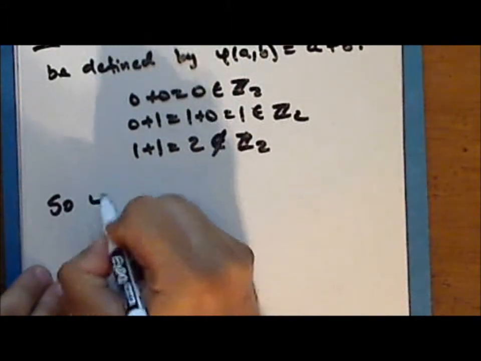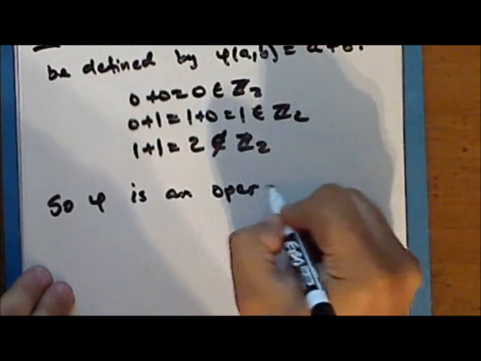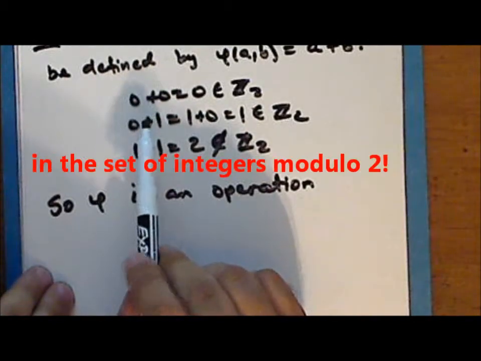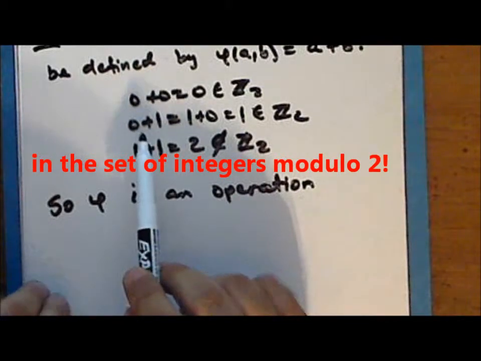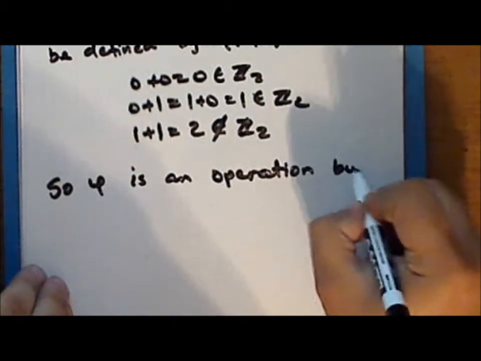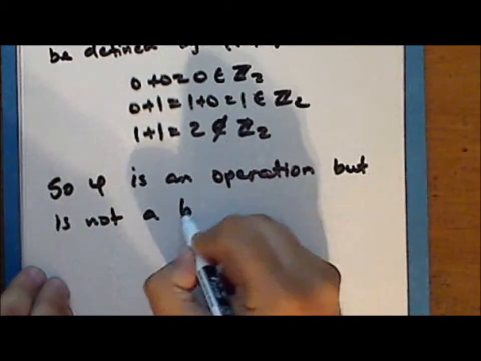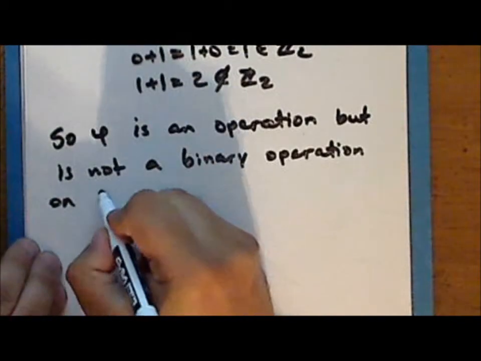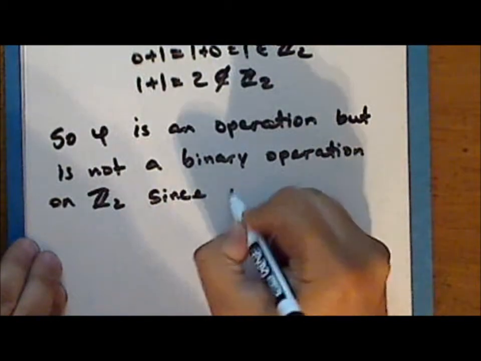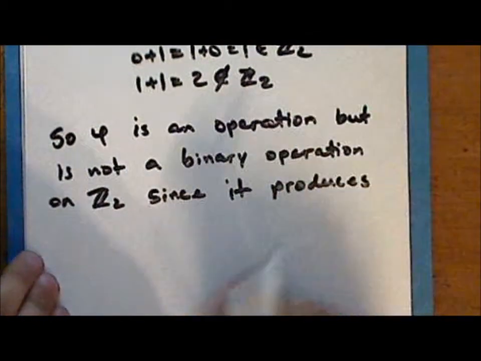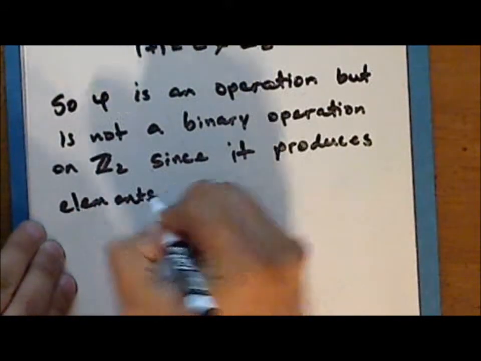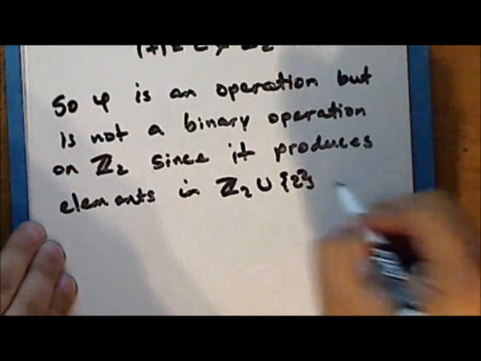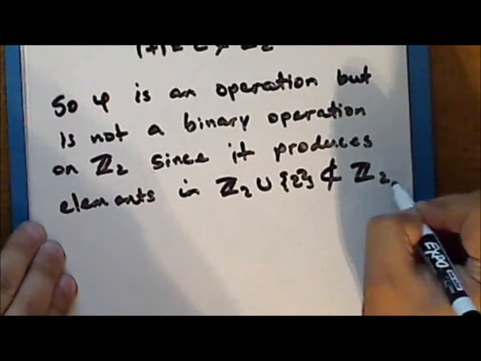And so the function phi, as defined, is an operation. It is something that we do to the elements, in this case 2 elements, in the set of integers modulo 2, that in this case produces an element which is not in that set. And so phi is an operation, but is not a binary operation on the set of integers modulo 2, since it produces elements in the union of the set of integers modulo 2 with the singleton containing the number 2, which is not a subset of the set of integers modulo 2.